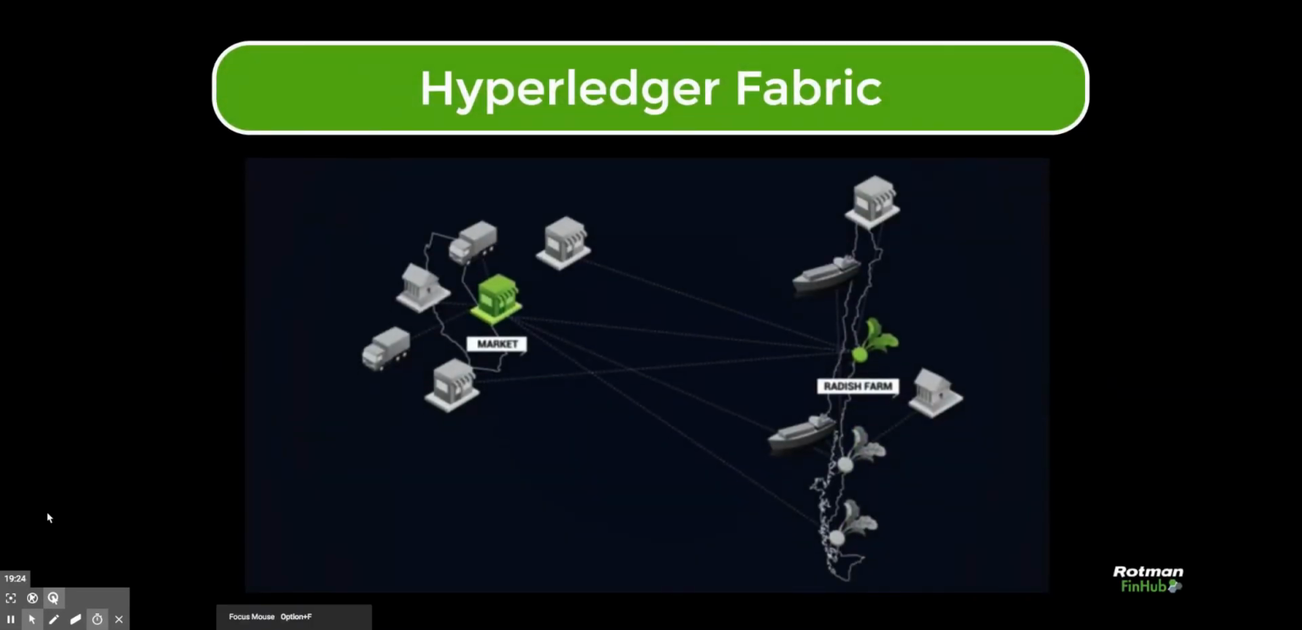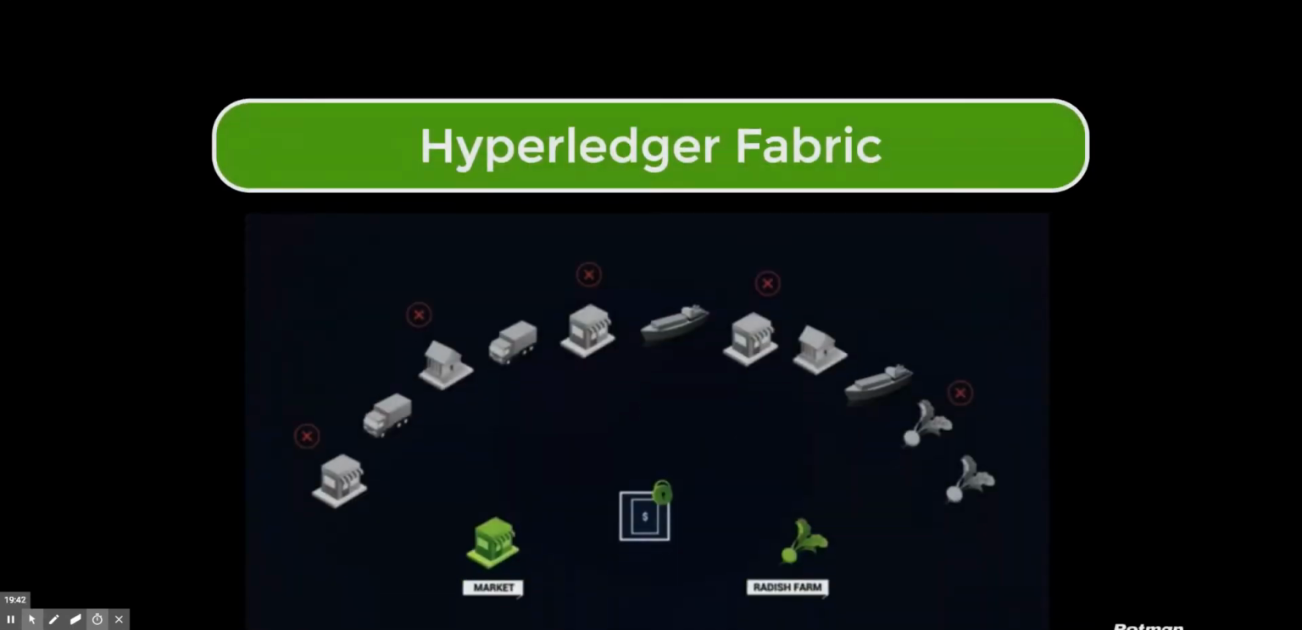So let's take an example here. This is actually from a video that HyperLedger uses on its website. You see the two green parties. You see the market and you see a radish farm. This is a radish farm in Chile that makes a deal with a market, and they make a private deal in which they say they give the market a particular discount.